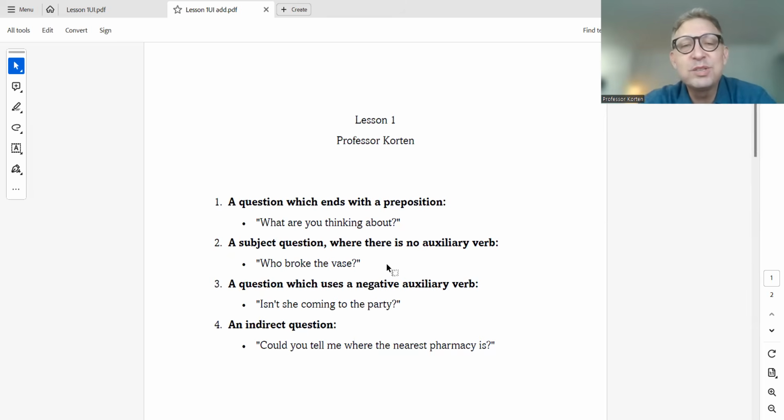A question which uses a negative auxiliary verb. We have to be. I mentioned do, but we also have is or to be. Isn't she coming to the party? That's a negative auxiliary verb, isn't.